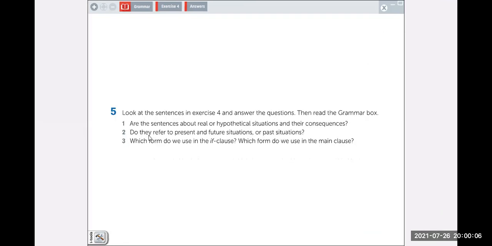Do they refer to present and future situations or past situations?